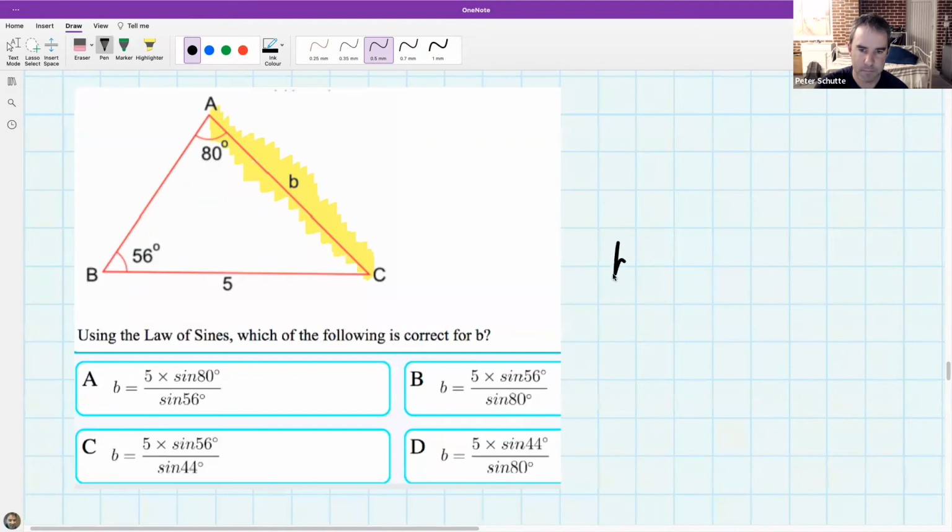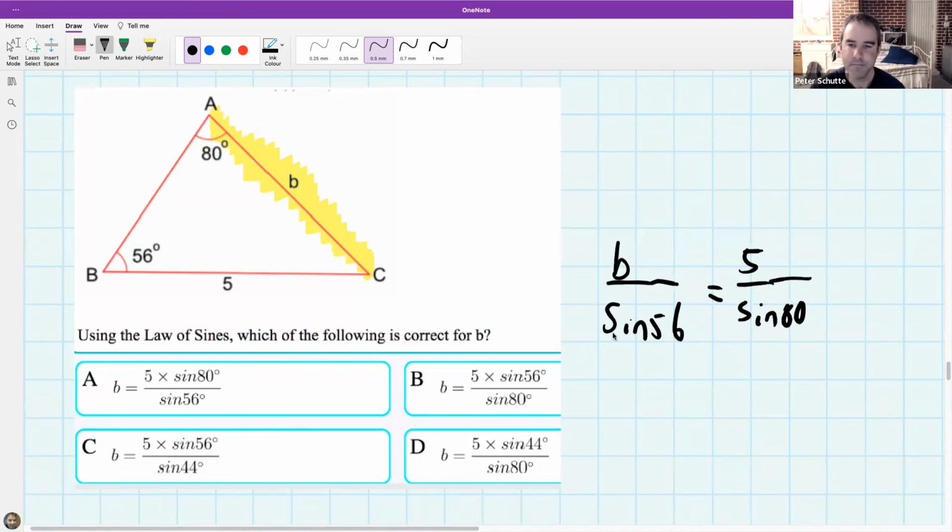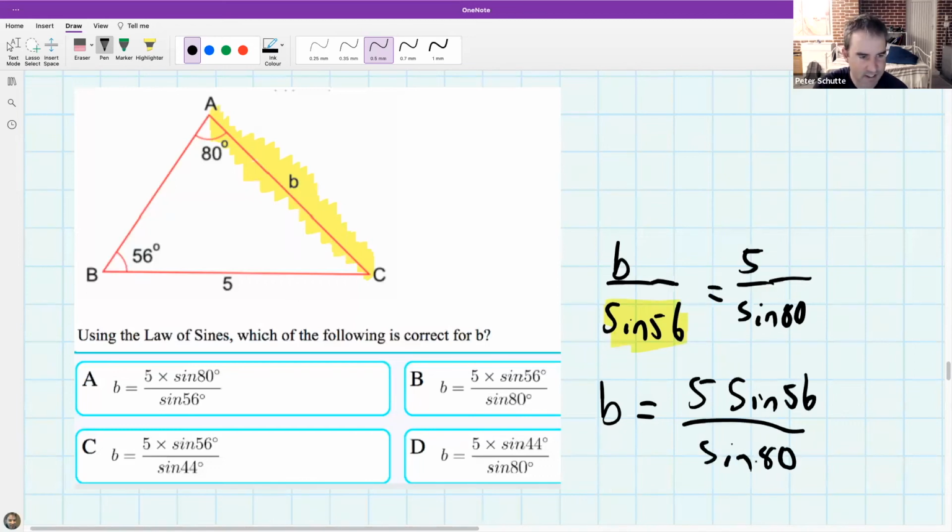So we have B divided by the sine of 56 is equal to 5 over the sine of 80. And so then we're basically going to move this sine of 56 across. And so you should see an option where B is 5 times the sine of 56 over the sine of 80. And you guys are saying that it's option B, and I agree with you.